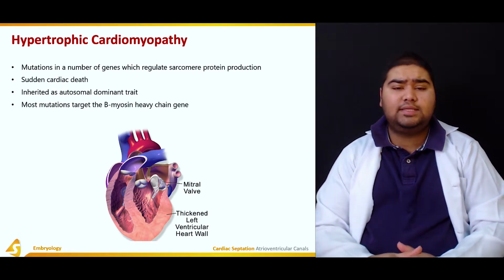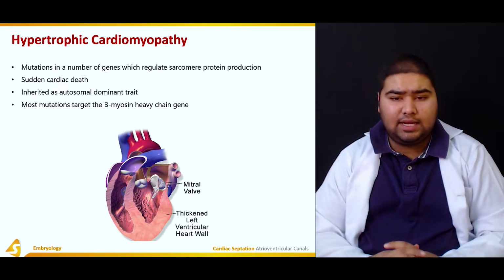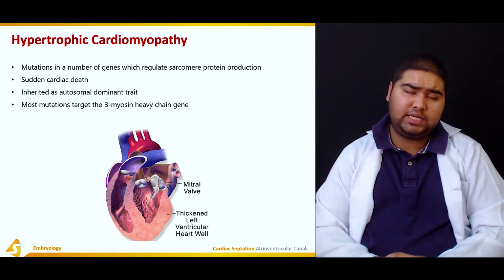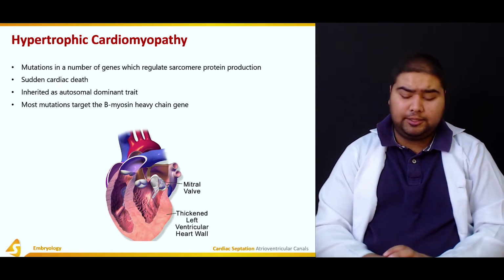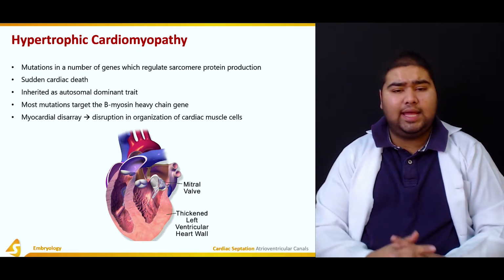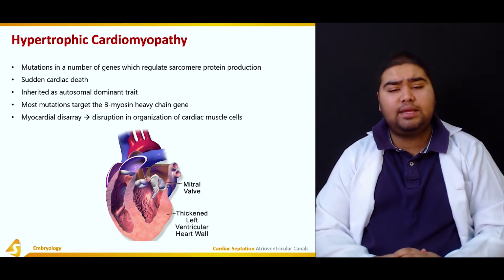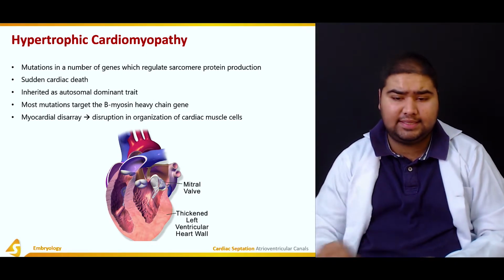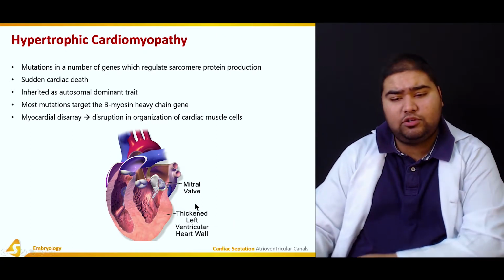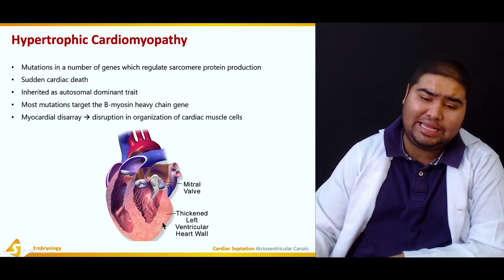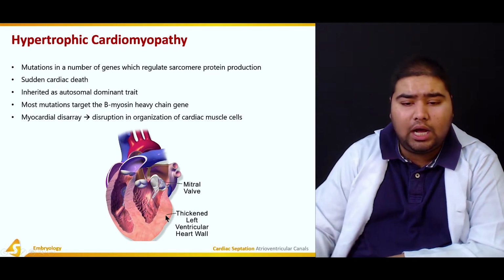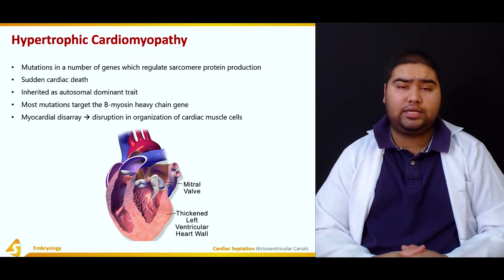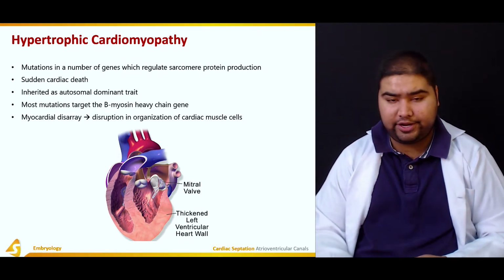So most mutations target the beta-myosin heavy chain gene. This is the most common mutation. So what do we see in this patient? We see myocardial disarray, which is disruption in the organization of the cardiac muscle cells. This is a figure of hypertrophic cardiomyopathy. Here you can see the thickened left ventricular heart wall. It is extremely thick, it is hypertrophic, and it is due to myocardial disarray.